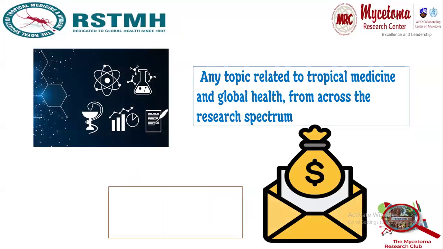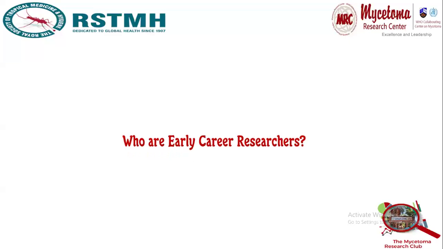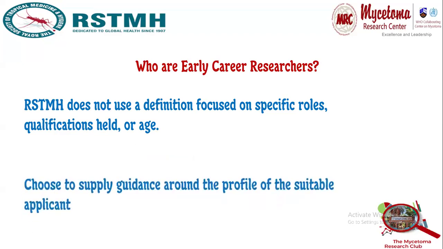Any topic related to tropical medicine and global health from across the research spectrum is eligible. It can be lab-based, it can be clinical, all across the research spectrum. And at least 230 grants are awarded per year. Now a question pops up: who are early career researchers? The Royal Society of Tropical Medicine and Hygiene does not use a definition focused on specific roles, qualifications, or the age of the researcher. They choose to supply guidance around the profile of the suitable applicant.